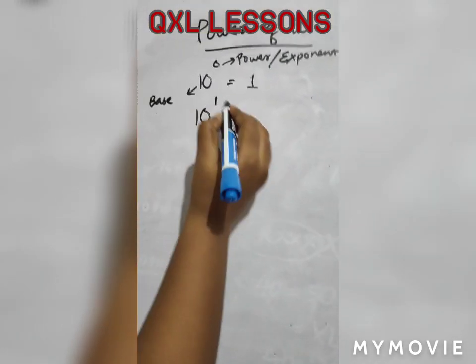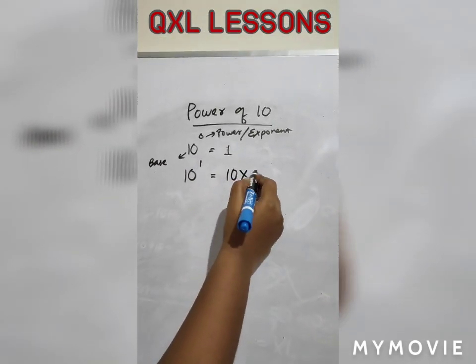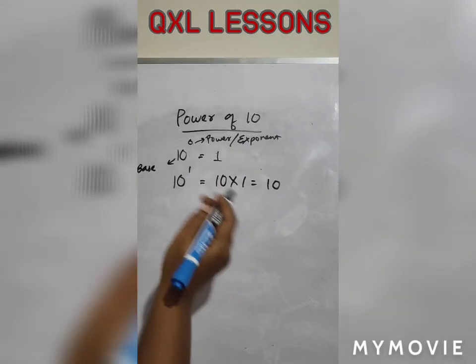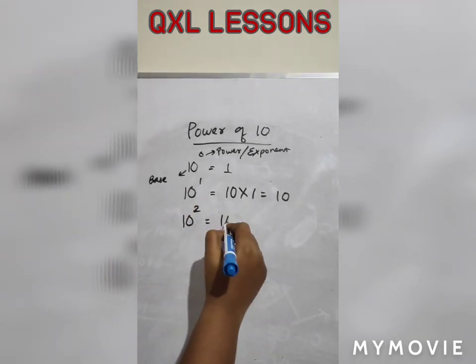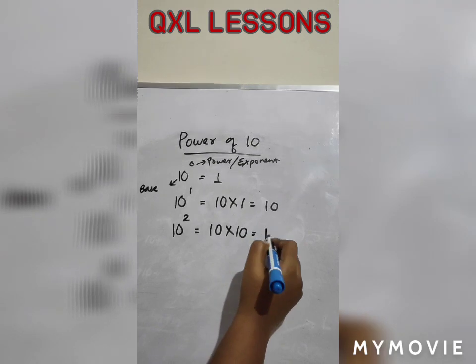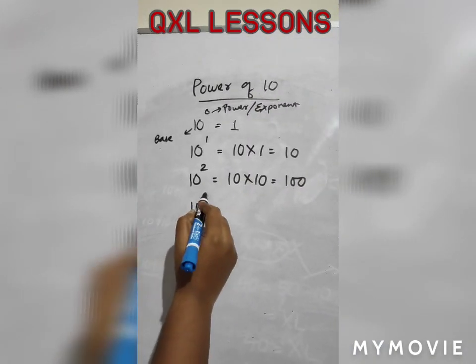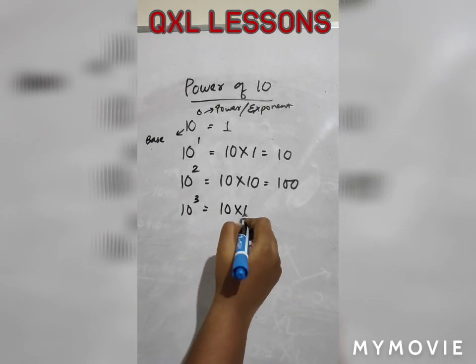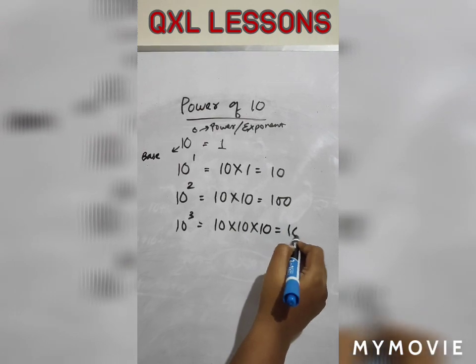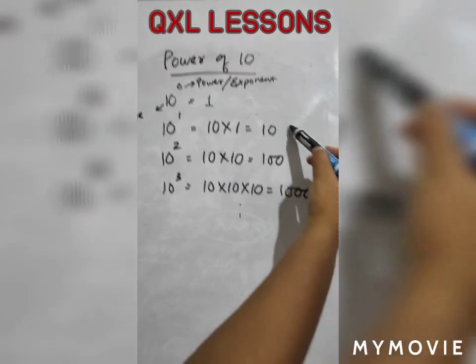Now 10 to the power 1 means 10 is multiplied once. So 10 ones are 10. Similarly, 10 to the power 2 means 10 is multiplied twice. So that means 10 into 10, that gives me 100. And 10 to the power 3 means 10 is multiplied thrice. So 10 into 10 into 10 gives me 1000. So if you notice 1, 10, 100, 1000, these are the powers of 10.